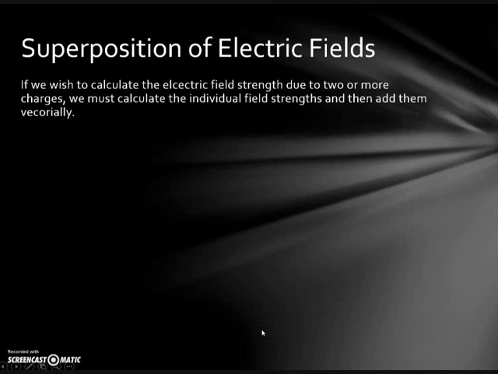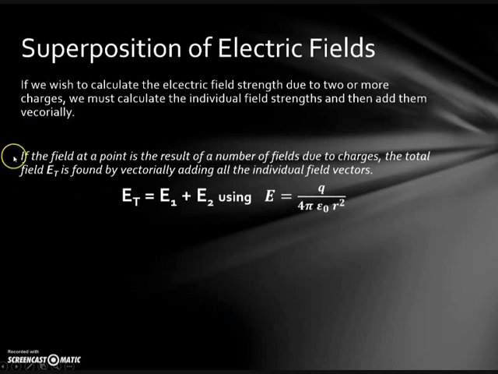Okay, so like when we were doing our last lot of examples with force, if we want to calculate the electric field strength due to 2 or more charges, it gets a little bit more complicated, but we must first calculate the individual field strengths, and again we have to add them vectorially. Poor spelling. Okay, so if the field at any point is the result of a number of fields, then our total, or E total, is found by vectorially adding the individual field vectors. So we find the field due to one charge, and then the other, and then we add them to figure out what the total E is, remembering that this is how we calculate E.